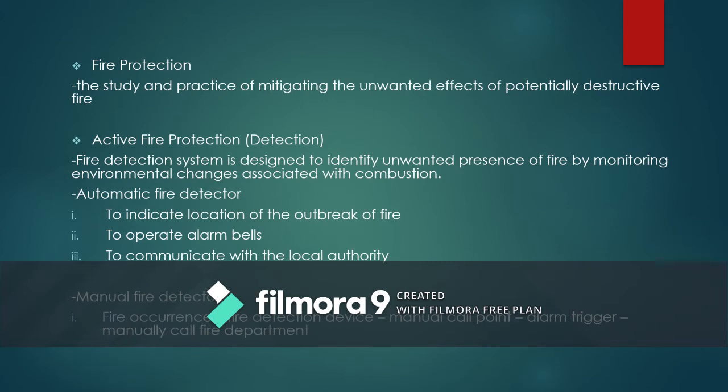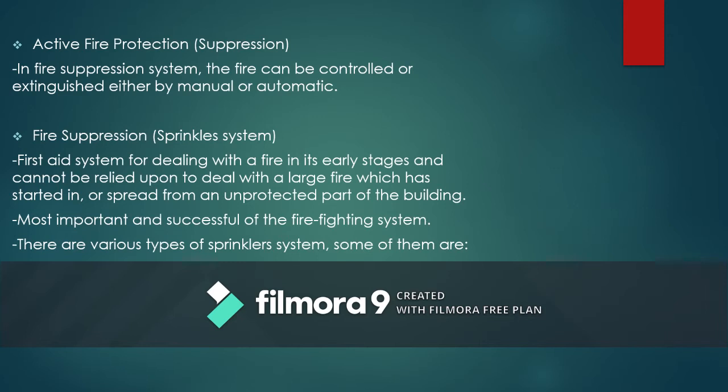this is the flow of manual fire detector. First one is fire occurrence, fire detection device, manual call point, alarm trigger, and then manually call the fire department. Active fire protection suppression. In a fire suppression system, the fire can be controlled or extinguished either manually or automatically.